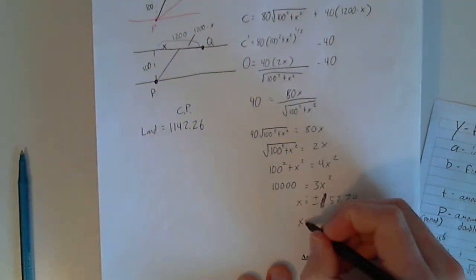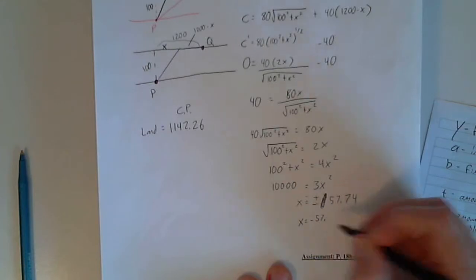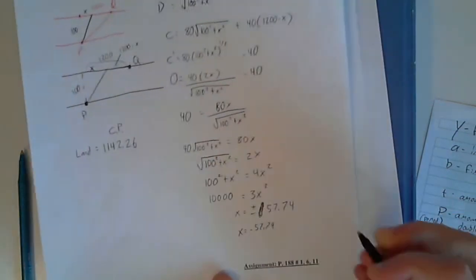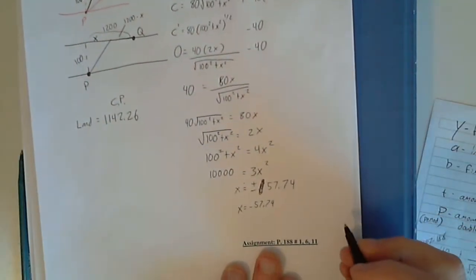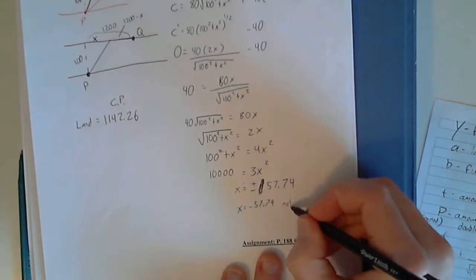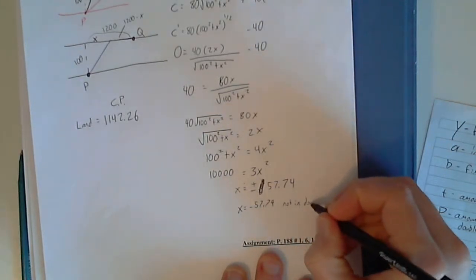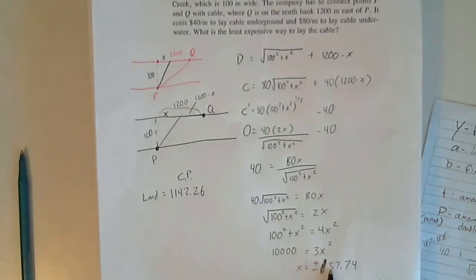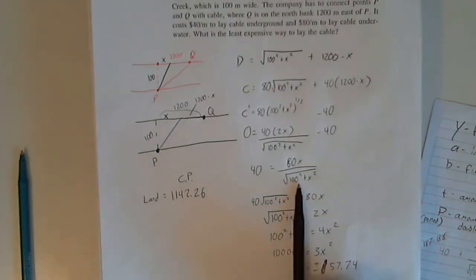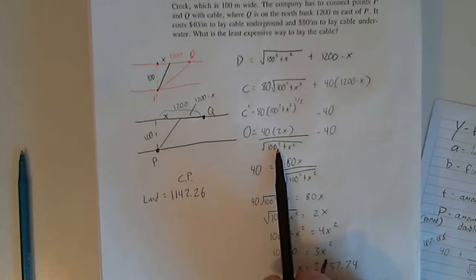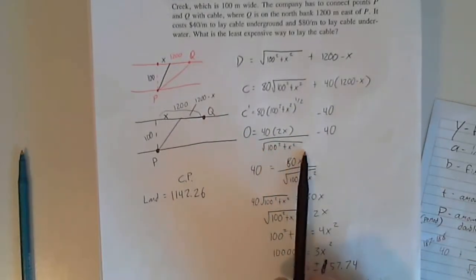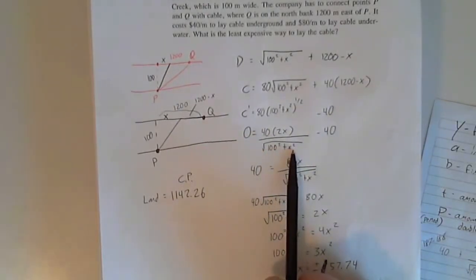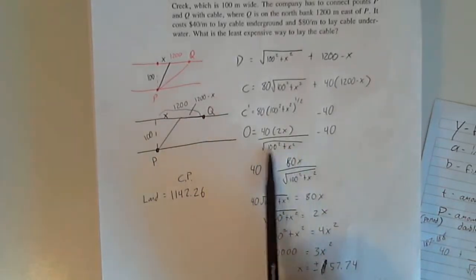Sometimes we write that x equals negative 57.74. Either write extraneous or not in domain. Not in domain. So we only have the one critical point. Was there any restriction on our original function way back here when we got to the derivative? If there's a restriction, then there's another critical point that we need to check as well. But in these cases, there isn't going to be a restriction, and we can kind of see it.